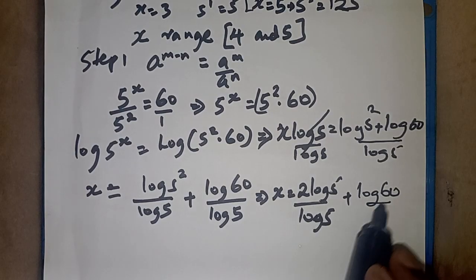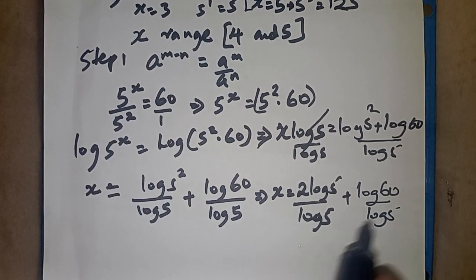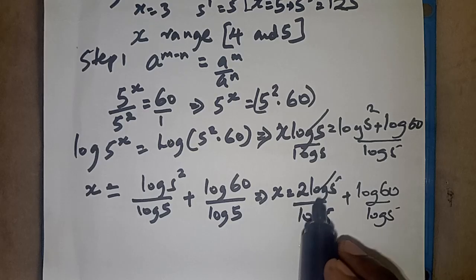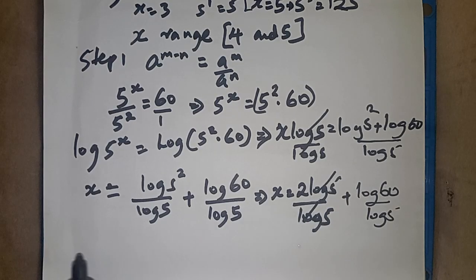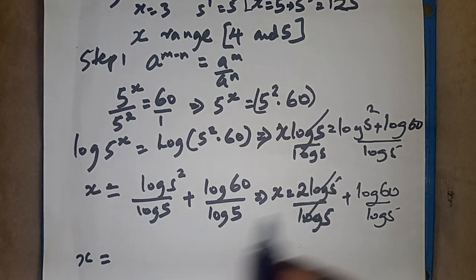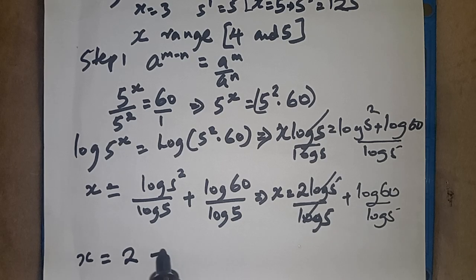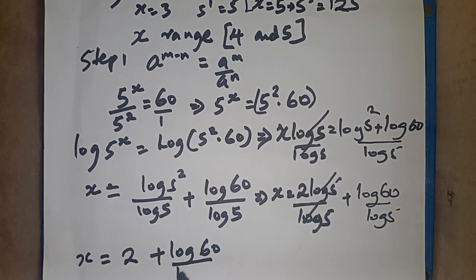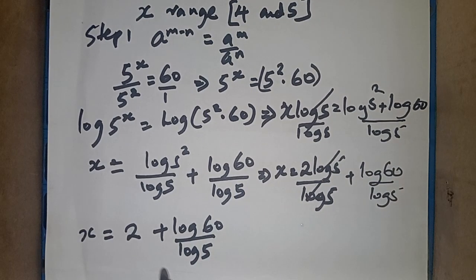So plus log 60 over log 5, then this and this cancel. I'm going to end up with x now being equal to 2 plus the log 60 divided by the log 5. So for me to simplify this further, I'm going to find the factors of 60.